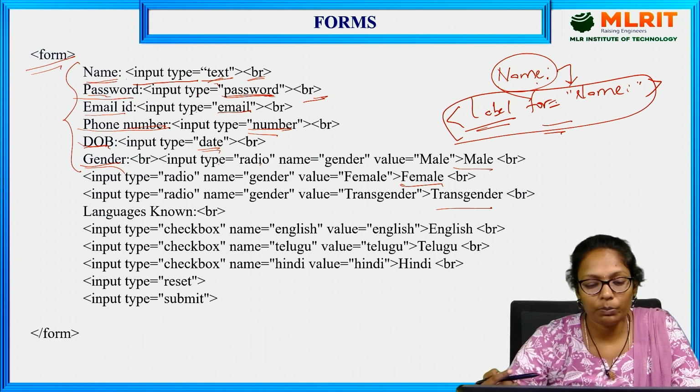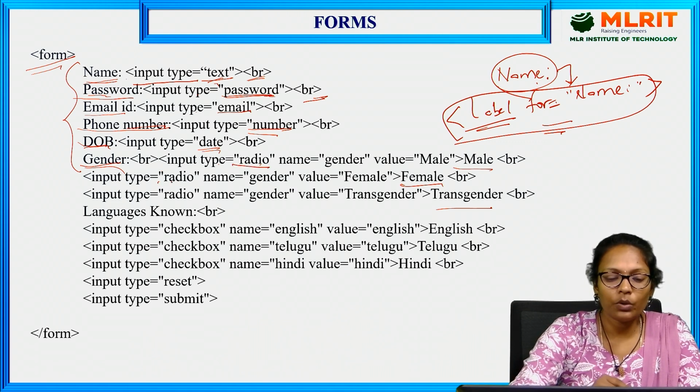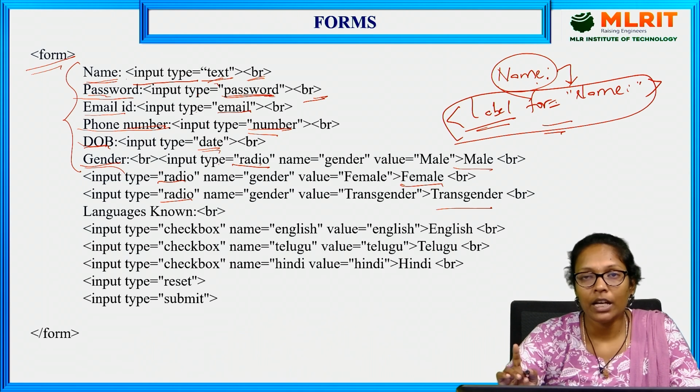To create this radio button, simply giving input type is equal to radio is not sufficient. I should also provide a common group name for all these 3. So out of these 3, I should be able to choose only one item at a time. To make that, I am making these 3 as one group.